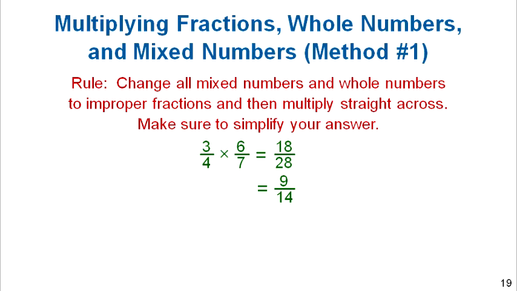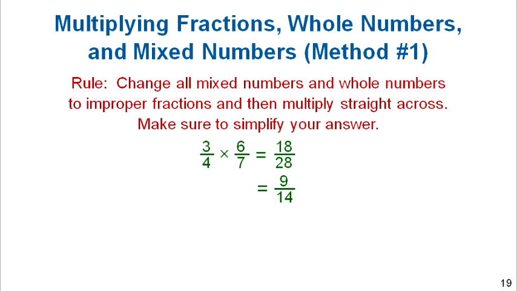We reduce fractions by dividing both the numerator and denominator by the greatest common factor of the two numbers. In this case, the greatest common factor of 18 and 28 is 2, and so we must divide both of them by 2. This tells us that the final answer to this question is 9/14.